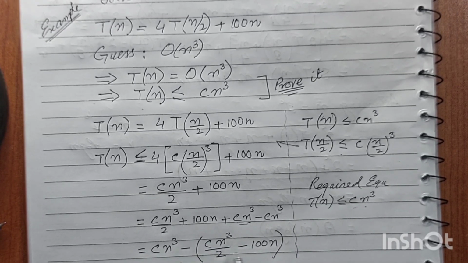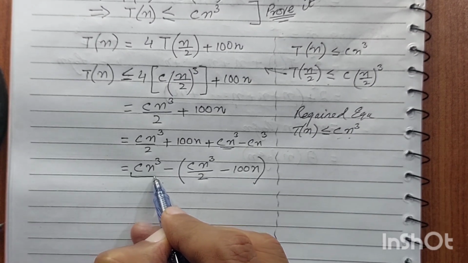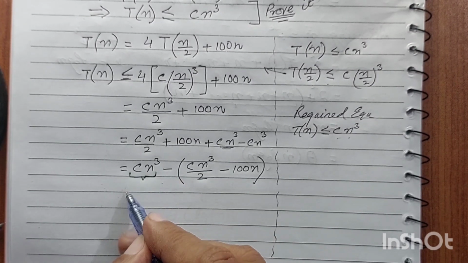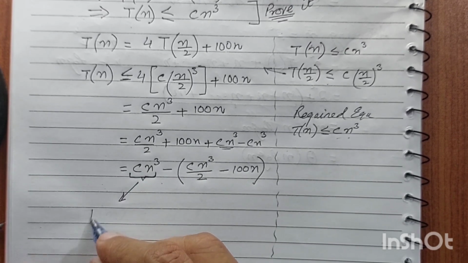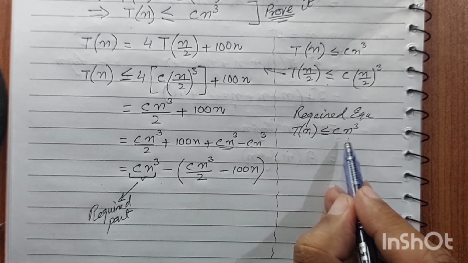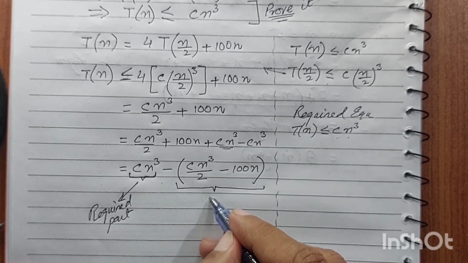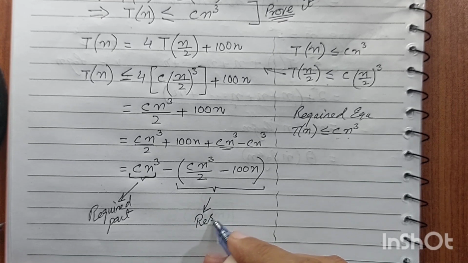If you multiply this minus with this one, it will become plus. So you subtract c n cube from c n cube by 2, and the rest would be half of c of n cube, with a negative sign. Here we can see that this is what was my required part, because I need it here, and this is what is called the residual, the remaining part.